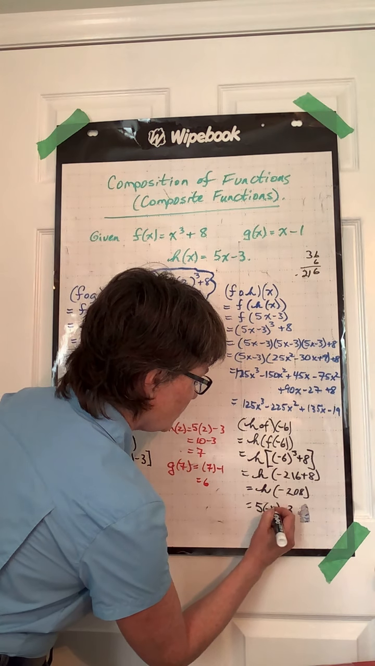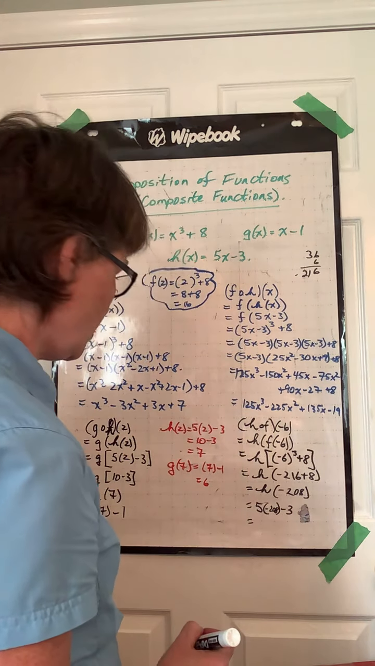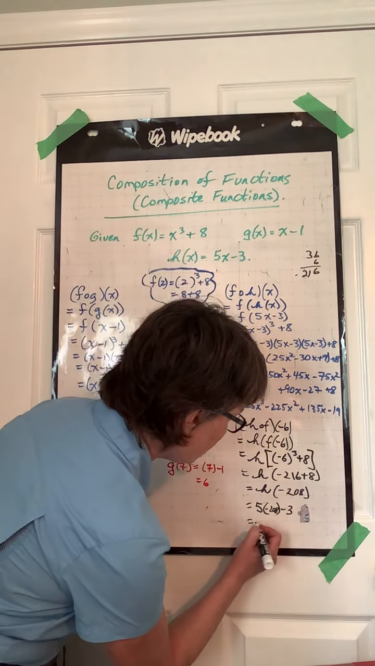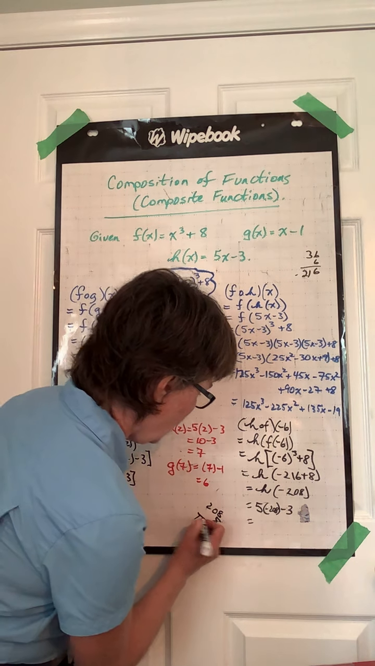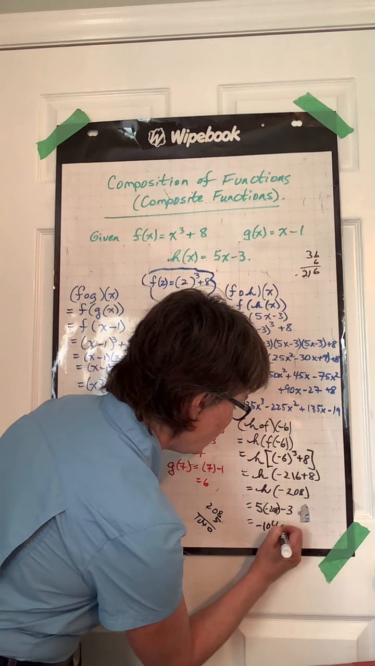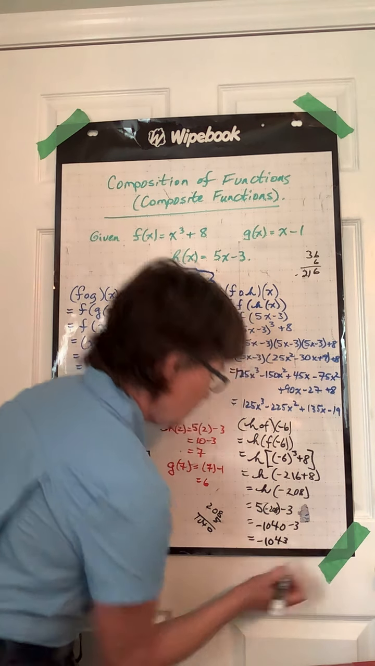Okay, h is 5 times x subtract 3. That's negative 208. Better check, I think. Might have a mistake here. No, that's good. Okay, so 208 times 5 is 1,040. Negative 1,040. Subtract 3, so negative 1,043.